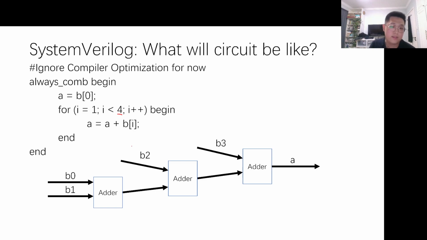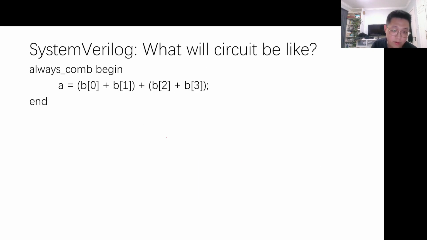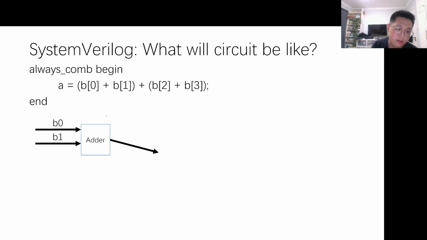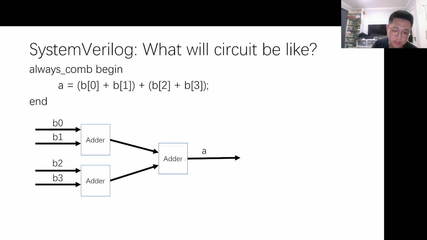And let's look at another similar example which also computes the sum of array B, but in a little bit different order. If these were C code, the result would be similar, but this is SystemVerilog. So the new circuit would be like, first we have an adder adding B0 and B1, then another adder adding B2 and B3, and these two sums add into A.